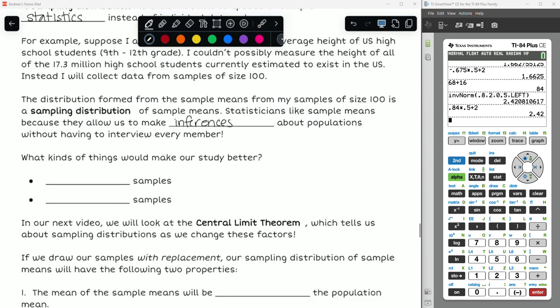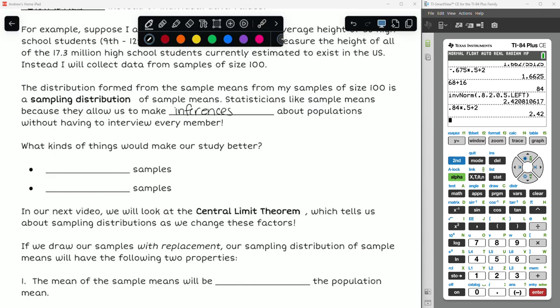We know a little bit from intuition and a little bit from our previous discussions that things that would make my sample study better would be larger samples. Larger samples are always better in statistics. And more samples. One sample of 100 is great. 100 samples of 100 each is better. In our next video, we're going to look at the central limit theorem, which tells us about the sampling distribution as we change these factors, sample size and how many samples we take.